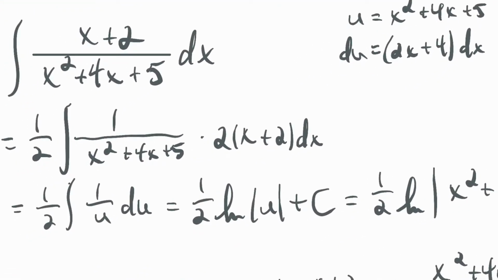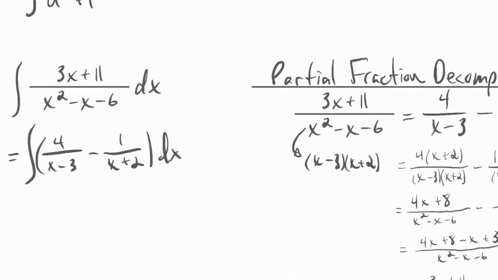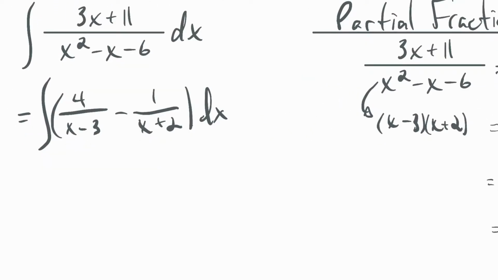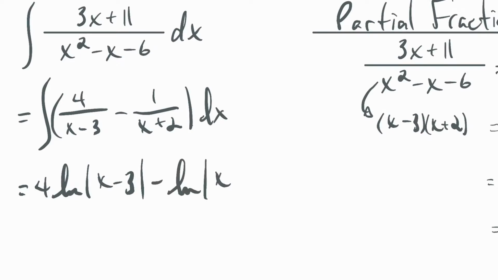We'll just have 1 over u is what we'll have. So I'm going to cut corners just a wee bit and observe that this is going to be 4 times ln of the absolute value of x minus 3, right? When you do the substitution here, that's what you get. I'm just cutting corners a little bit. Minus ln of the absolute value of x plus 2 plus c.